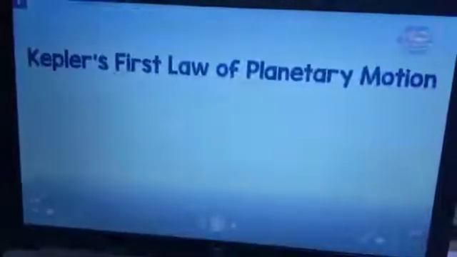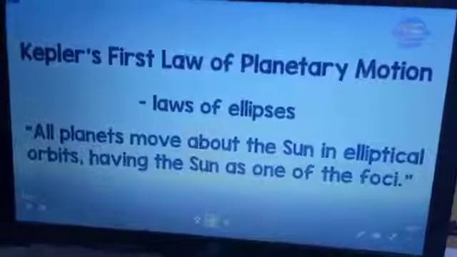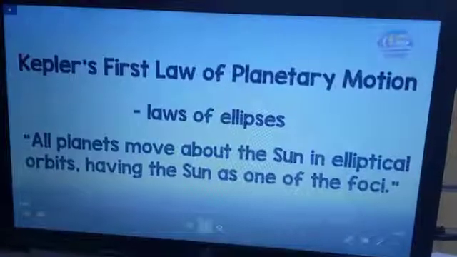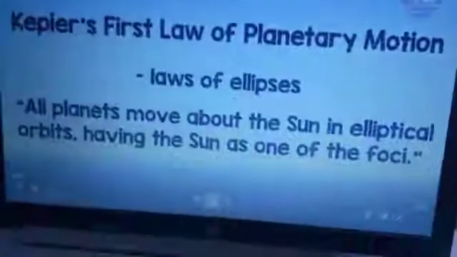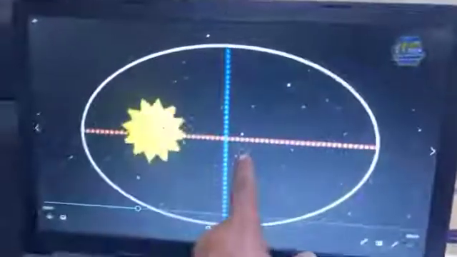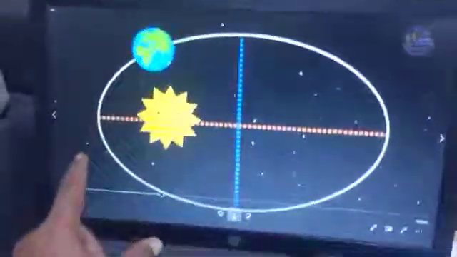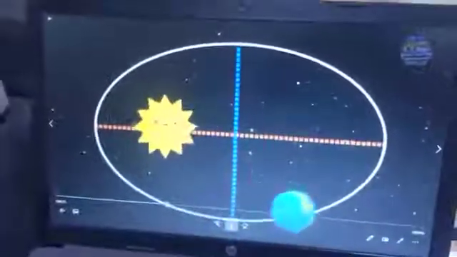Kepler's first law of planetary motion is the law of ellipses, or the law of paths. All planets revolve around the sun in an elliptical orbit, with the sun at one focus. You see here, the path is elliptical. This is the semi-major axis, and this one is the semi-minor axis. For example, our Earth revolves around the sun in an elliptical orbit, with the sun at one focus, at this point.